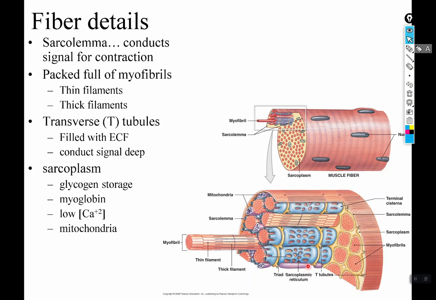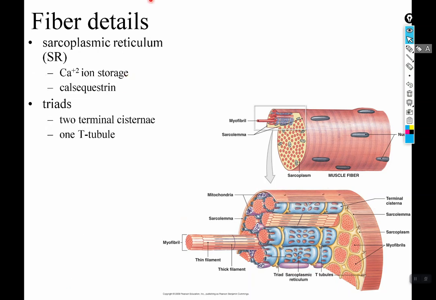So as I mentioned, the sarcoplasmic reticulum is basically a specialized smooth endoplasmic reticulum. It's just specialized to store calcium specifically. And one of the proteins that it has inside of it is called calsequestrin. So to sequester something is to gather it up and store it somewhere. So calsequestrin is a protein that's basically going to gather up calcium and allow it to be stored and saved up inside of the sarcoplasmic reticulum.